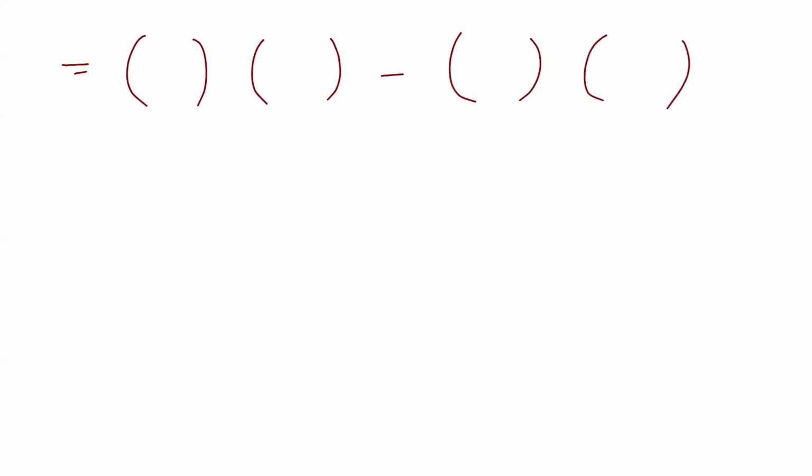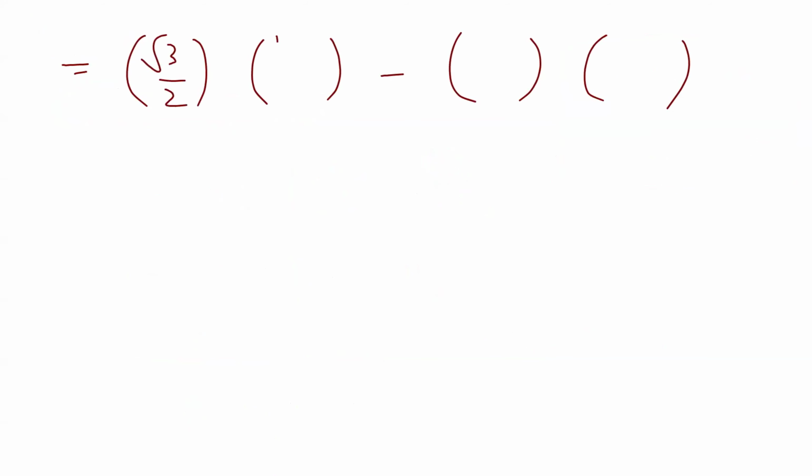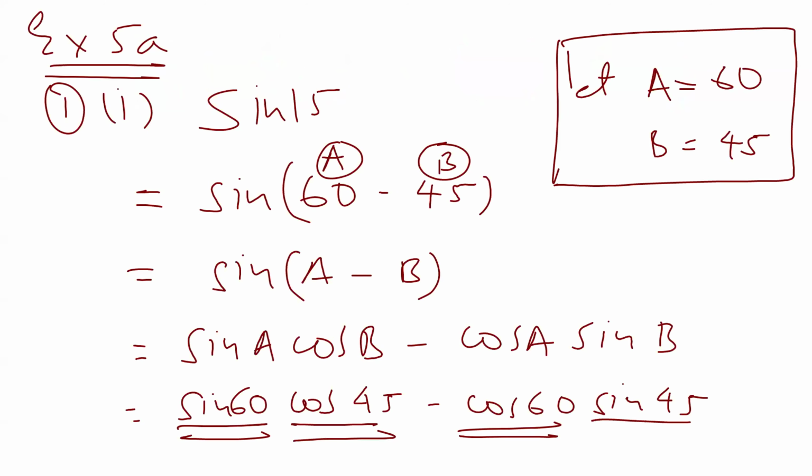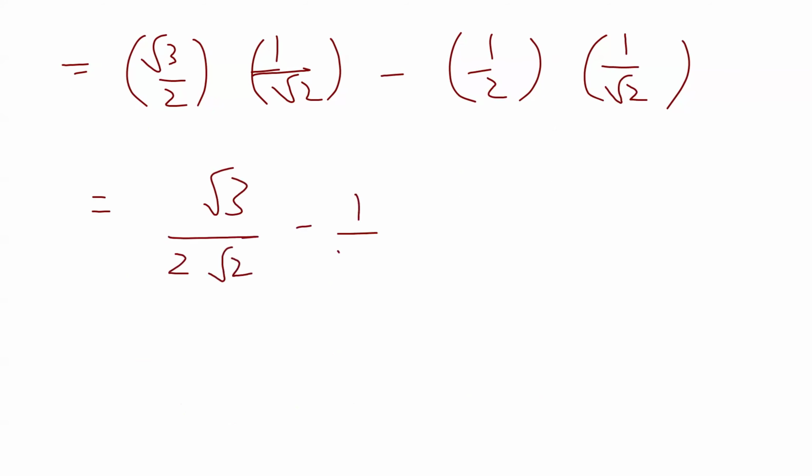The first value, sine 60, is root 3 by 2, and cos 45 is 1 by root 2. So root 3 by 2 into 1 by root 2. Then cos 60 is half and sine 45 is 1 by root 2, so half into 1 by root 2. If you take LCM and solve it further, you'll get the answer: root 3 minus 1 upon 2 root 2. Now, if your school teacher is asking you to rationalize the numerator, then rationalize the numerator. If she's asking you to rationalize the denominator, then rationalize the denominator, and so on.